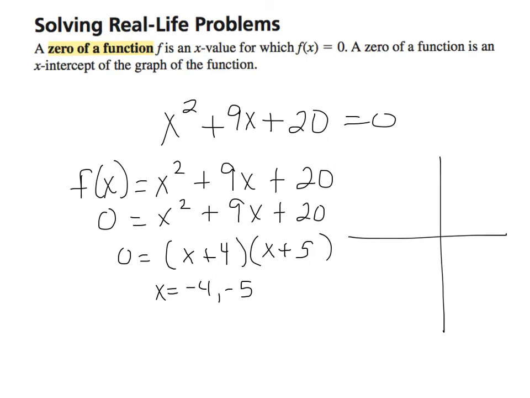Here's what this means. When you graph this, 1, 2, 3, 4, so negative 5 and negative 4, this graph is going to cross through these x values at negative 4, negative 5. So whatever you get when you solve and factor this are where the parabolas cross the x-axis. That's how you find your x-intercepts, is by finding the zeros or factoring. You could also graph it and see where it crosses.